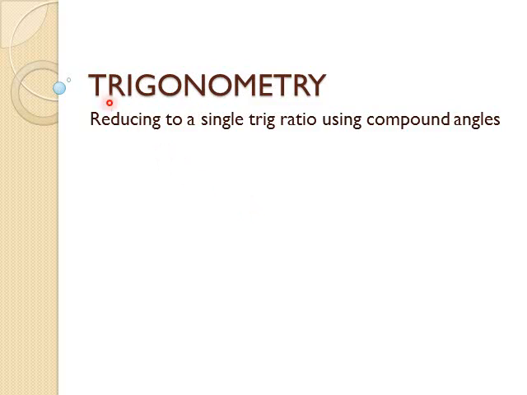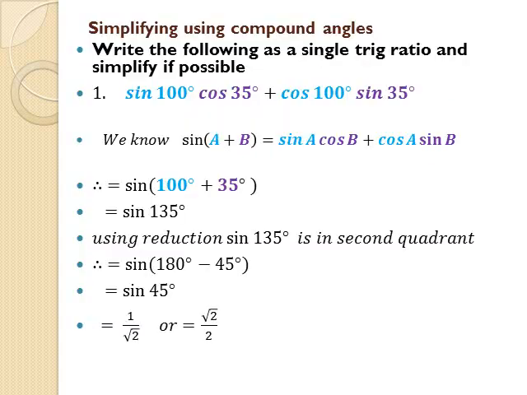Alright, lesson number 4. Very common question in exam: can you reduce to a single trig ratio using compound angles? Right, so this is what you'll be doing. Write the following as a single trig ratio and simplify if possible. They give me sine 100 cos 35 plus cos 100 sine 35.